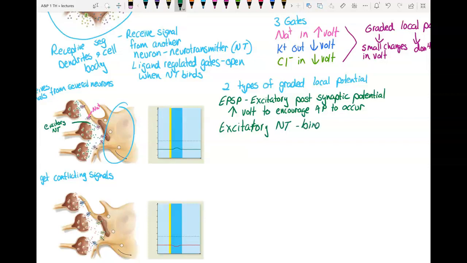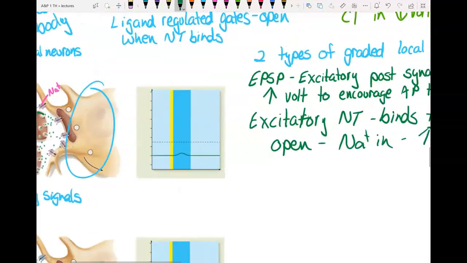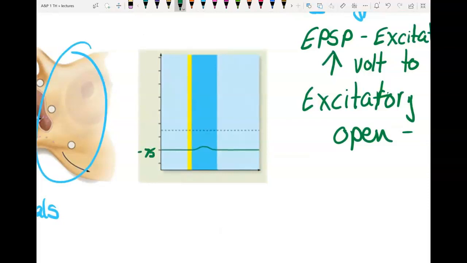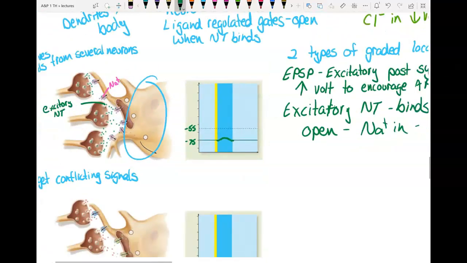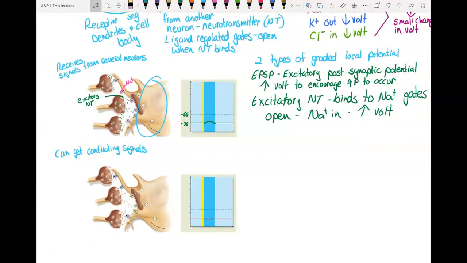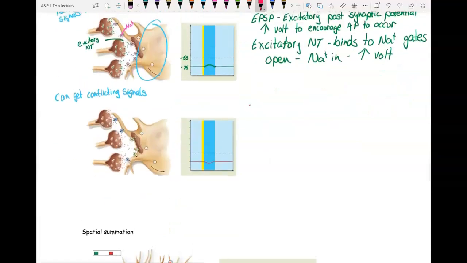It binds to the sodium gates, which causes them to open. Sodium comes in and voltage goes up. Notice here on the graph, here's our -75, here's -55. We just get a little blip there. Remember, these are graded potentials. So the voltage just goes up a little. The other type is inhibitory. So this is IPSP.